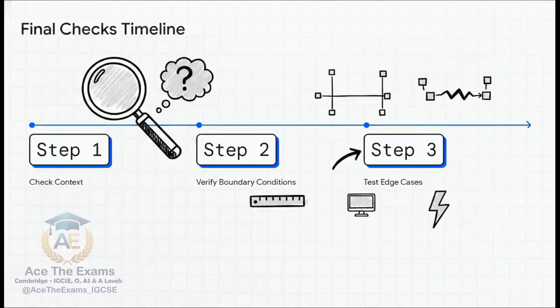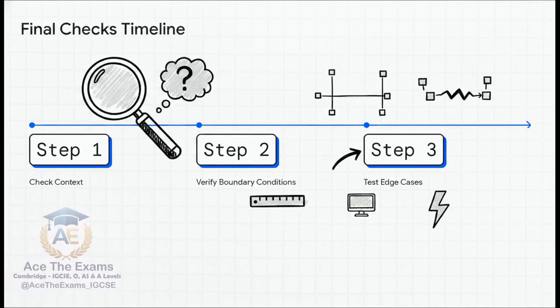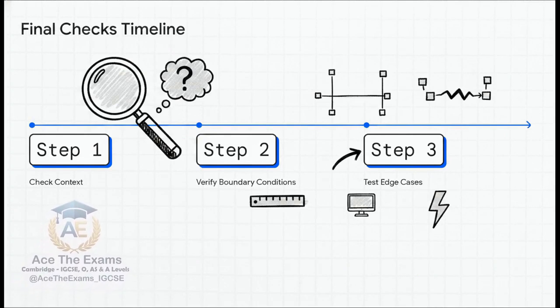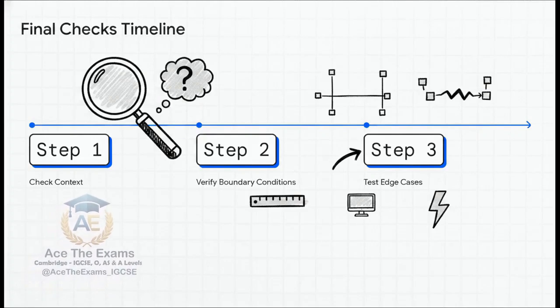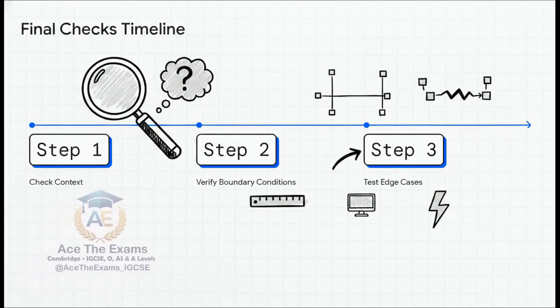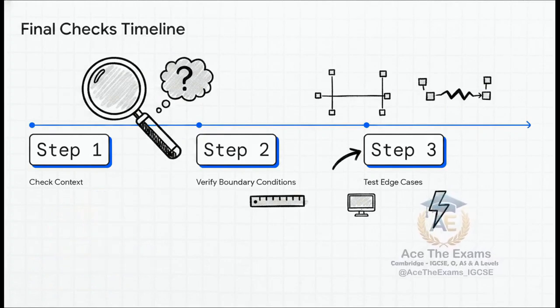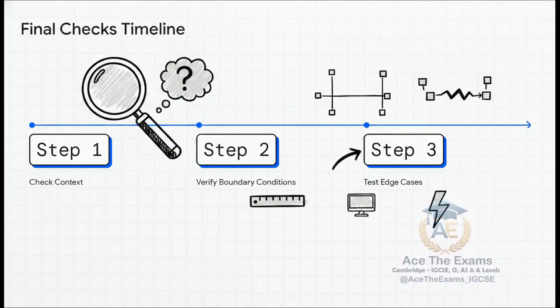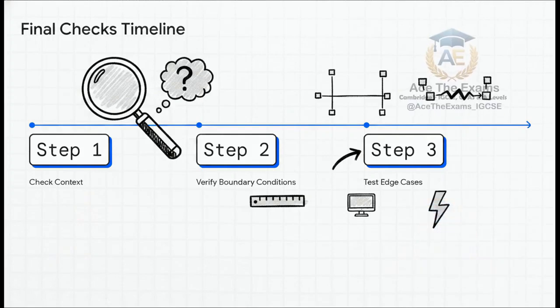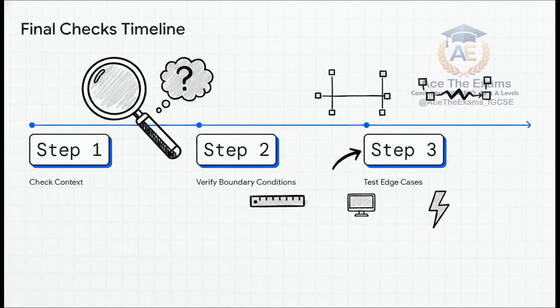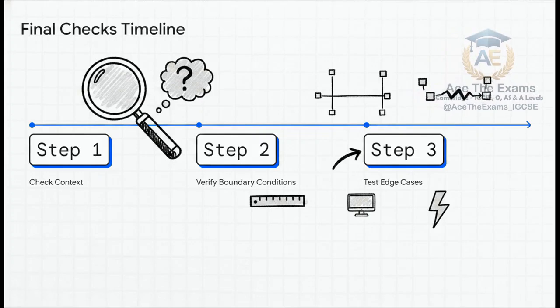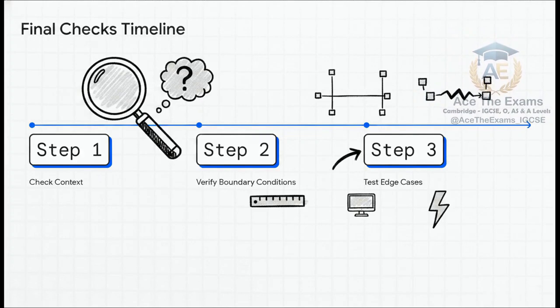Context is king. So to make sure you never fall into that trap, here is the critical timeline of final checks every single student must execute before moving on to the next exam question. Step 1. Check context. Did I actually mention the specific scenario in my answer? Step 2. Verify boundary conditions. Did I test the limits of the inputs provided? Step 3. Test edge cases. As the examiners explicitly noted, students frequently forget to check boundary conditions and edge cases. Ask yourself, what happens at the absolute extremes of this data? If you run your logic through this timeline every single time, your answers will be absolutely bulletproof.